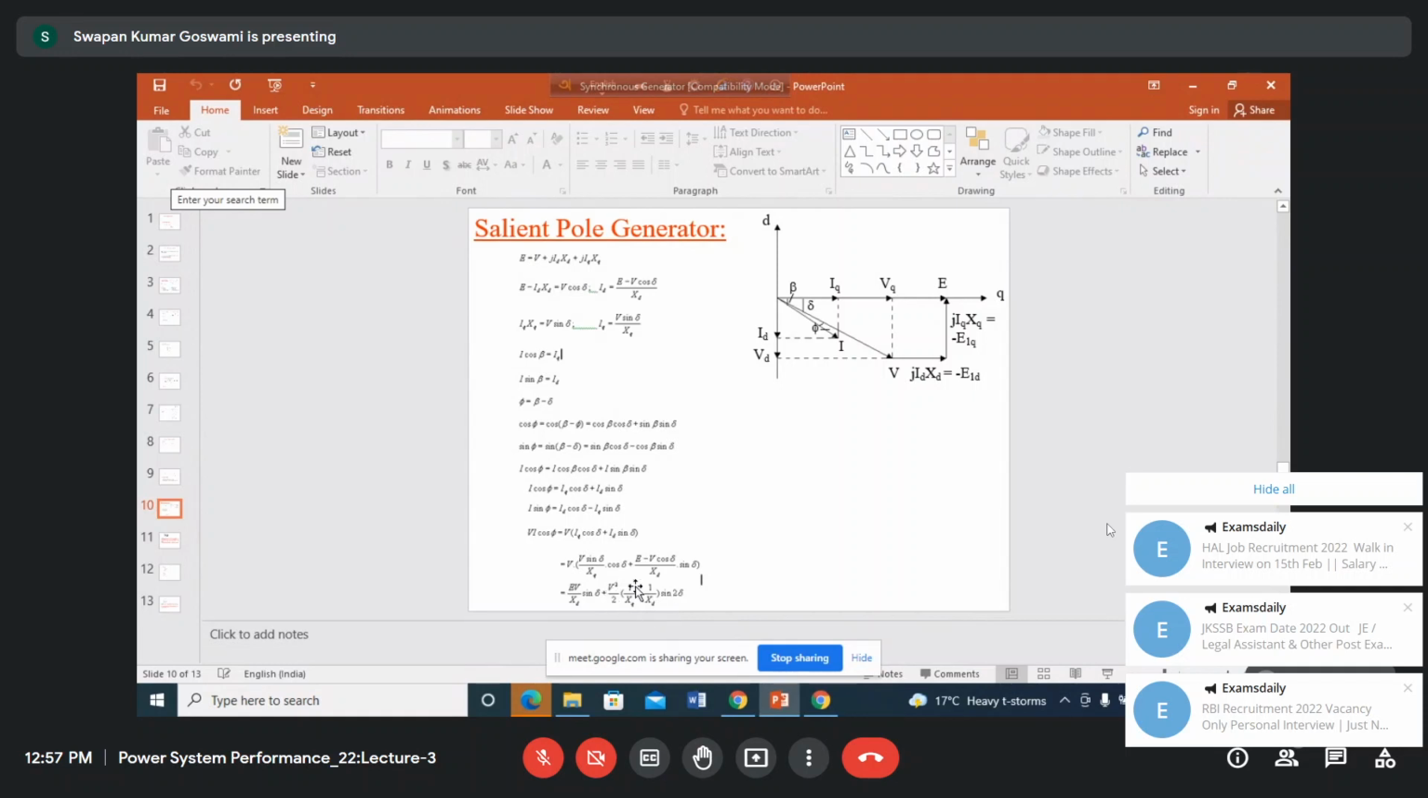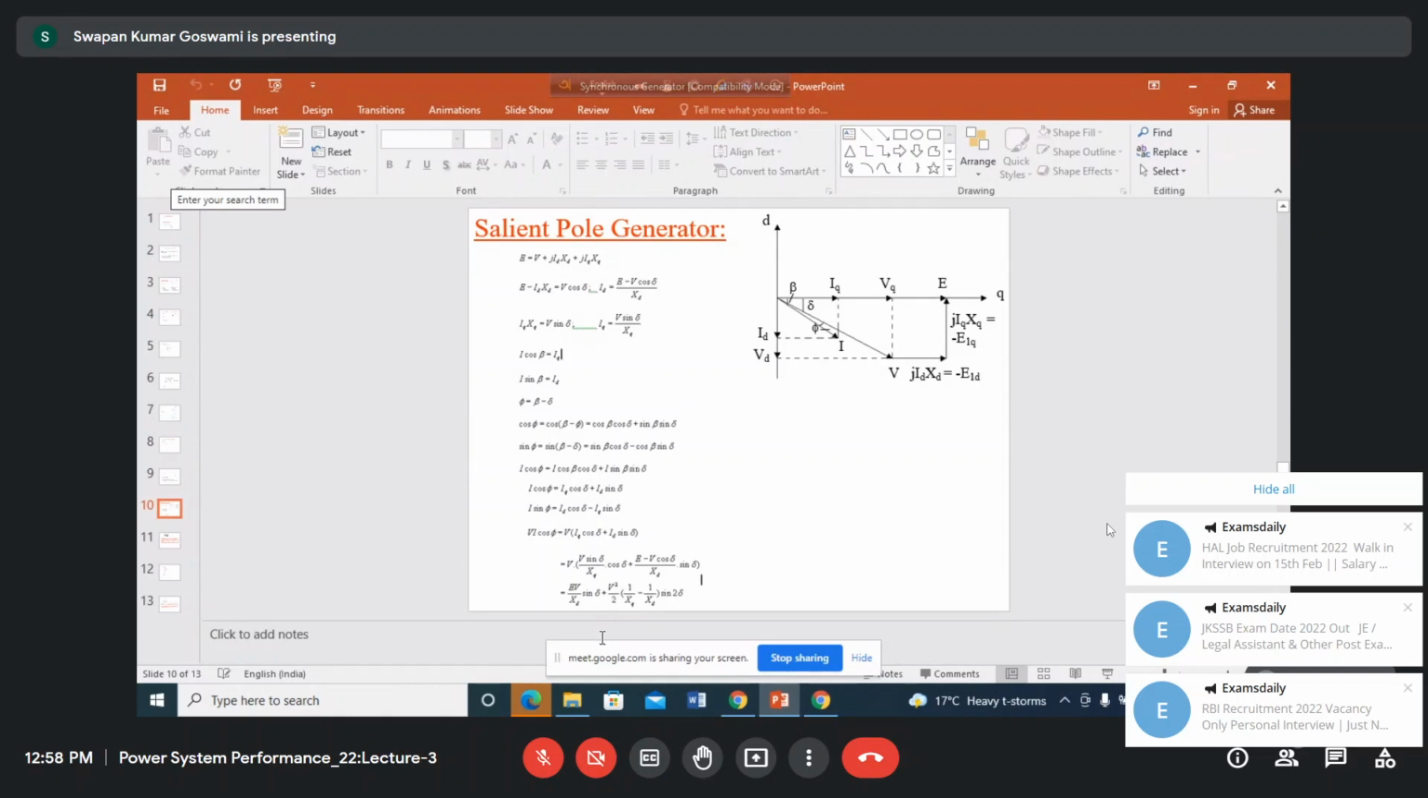The sine 2 delta component is solely due to the difference between xq and xd. Had xq and xd been the same, as in the case of a cylindrical rotor machine, where both are xs, it becomes 0. So the sine 2 delta component vanishes if the air gap becomes uniform. Since the air gap is not uniform, there are differences in reluctances along the two axes.